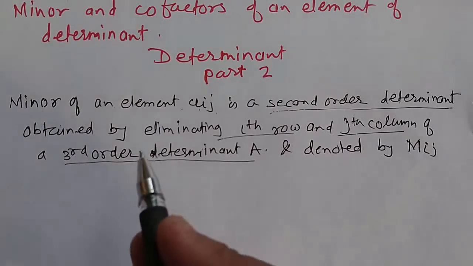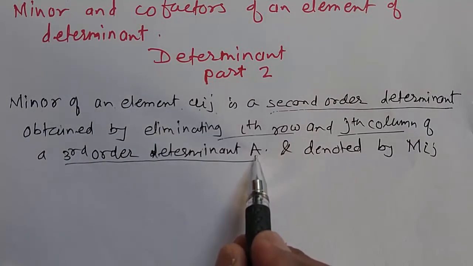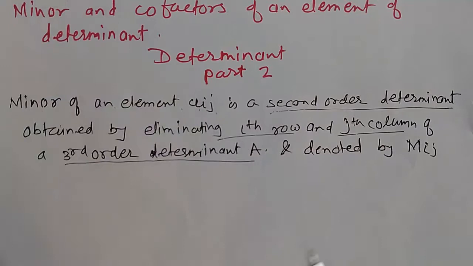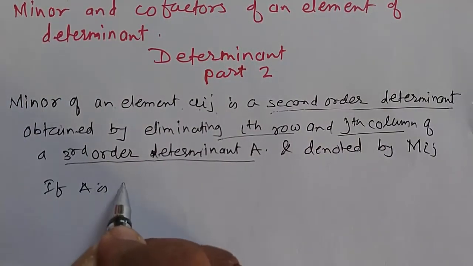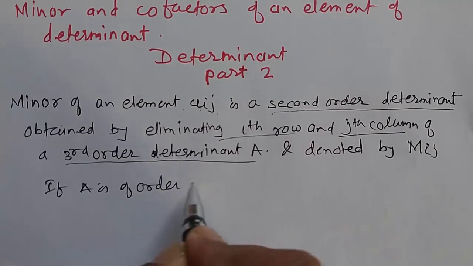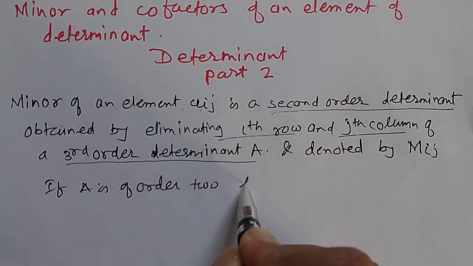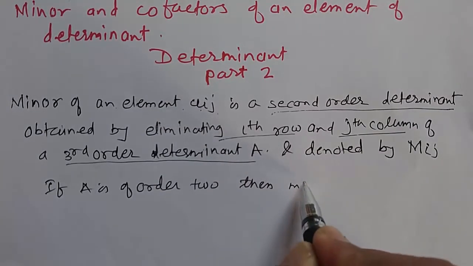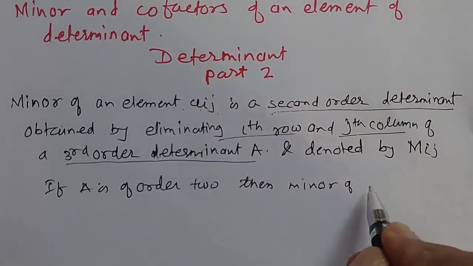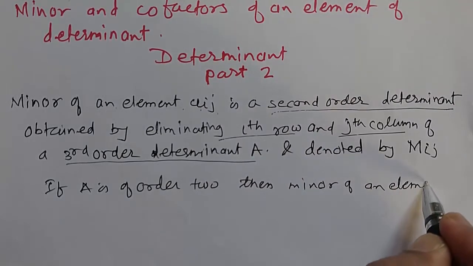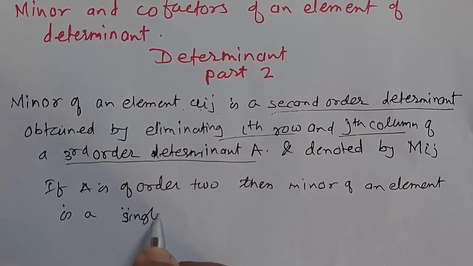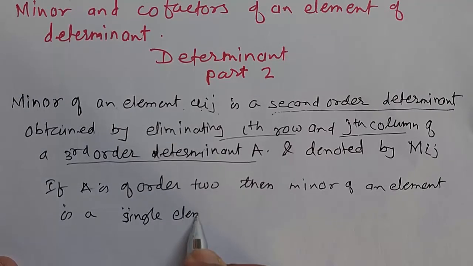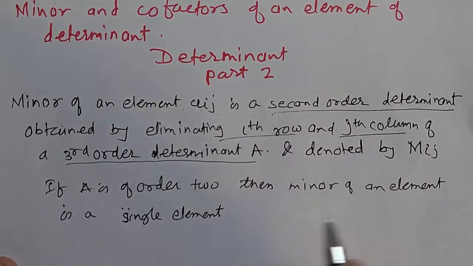Now, what happens if the determinant is second order? If A is of order 2, then the minor of an element is just a single element. No need to find the determinant.